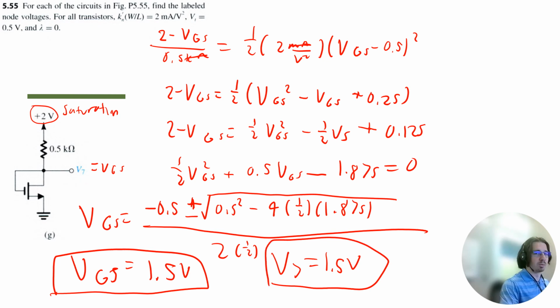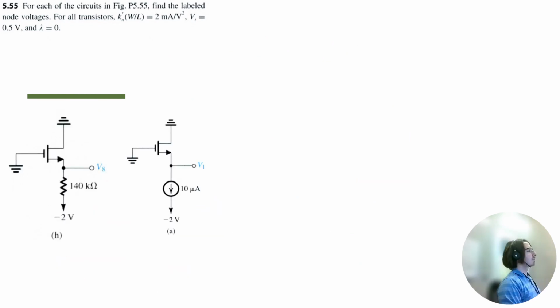All right, I believe we have one more circuit, so let's take care of that one. Okay, we're here for circuit H, and you'll notice I brought back circuit A, because I just realized something that also could have been applied to the last 2 circuits. But we'll notice that circuit H is very similar to circuit A, except this current source has been replaced by a 140 kilo ohm resistor.